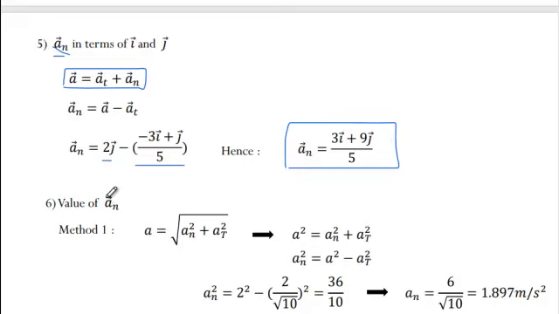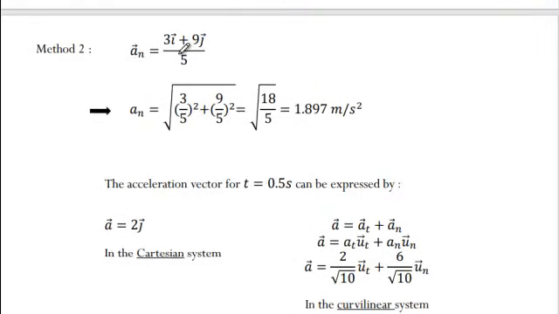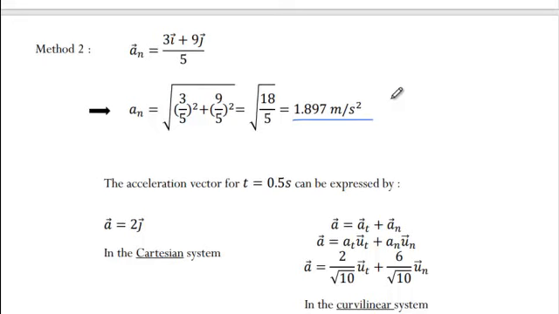Now how to find the value of AN? In order to find the value of AN, we can simply say A equals radical of AN square plus AT square, and we have each part. So in this case we can find AN. Or we can use this vector that I found and say that the AN value is equal to radical of the I component square plus the J component square. So we must reach the same result. So the second method is that this is a vector, so AN equals radical of the I component square plus the J component square, then we'll have the same answer.